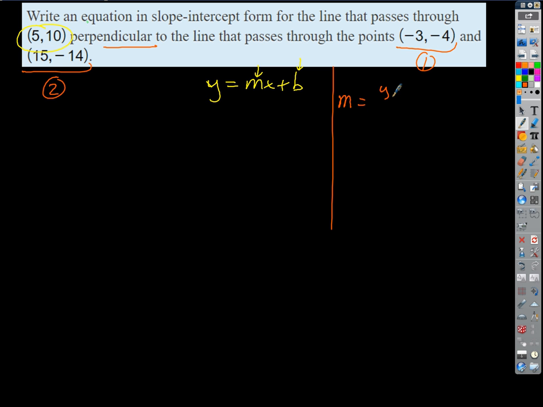The orange slope is just going to be y2 minus y1 over x2 minus x1. That's our formula, right? So what's that going to give us then for numbers? What minus what on top? Minus -4, good, over 15 minus -3. Okay, so if we simplify that, subtracting a negative is like adding, right? So what's -14 plus 4? 10. Oh, negative. -10, okay. -10 over 15 plus 3, and what's that reduced to?